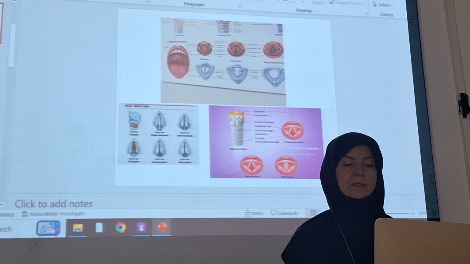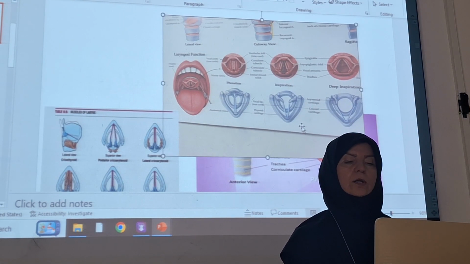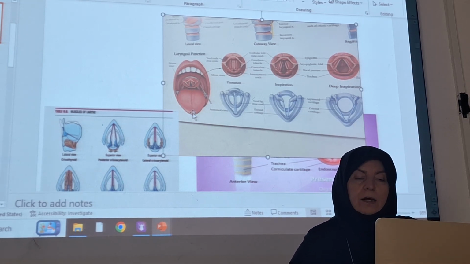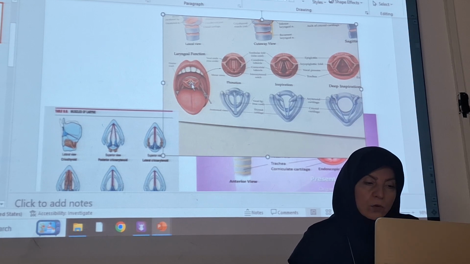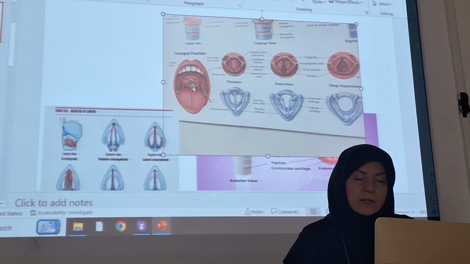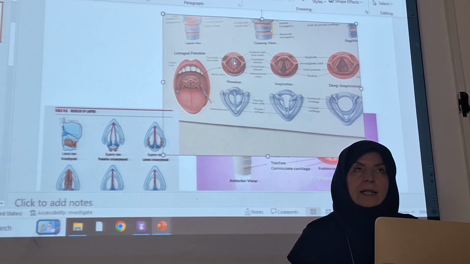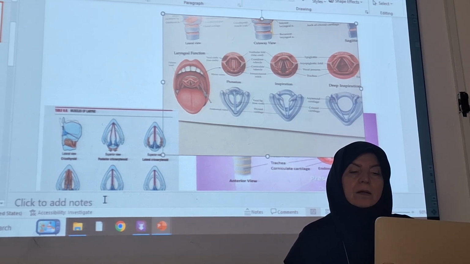If you notice, you are going to look at the larynx, opening the mouth with the laryngoscope. You are going to look at the structure of the larynx. If you notice, you can find that the vocal ligament and the vestibular ligament, all of them are visible.